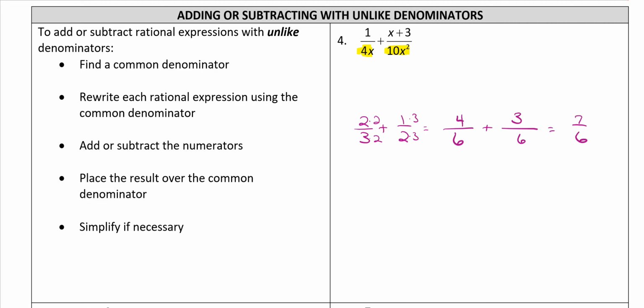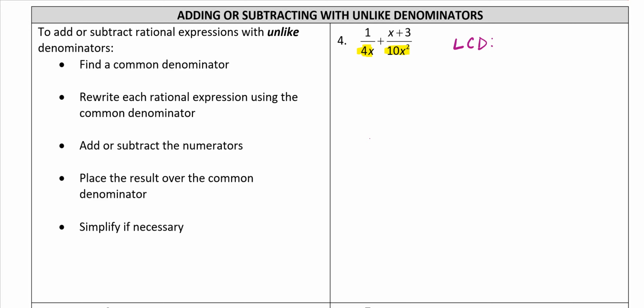We have to do the same thing to the top and bottom because this is just a fancy form of 1. We can multiply anything by 1 without changing its value. And then you'd be able to add 4 plus 3, which is 7/6. That's kind of what we're going to be doing today. So if you look over here with this 4x and the 10x squared, we have to somehow make them be the exact same denominator. So to do this, we need to find the least common denominator.